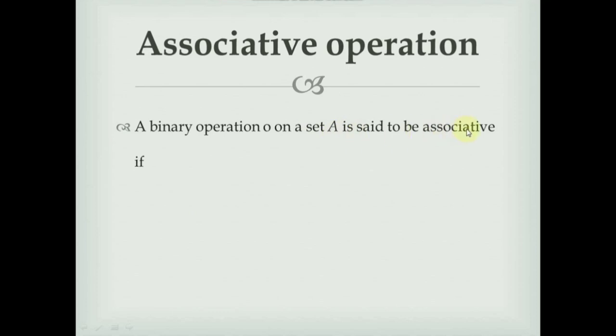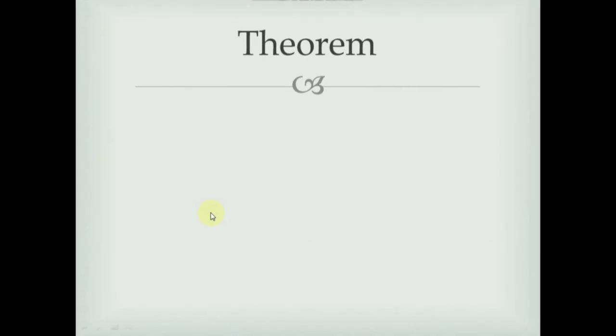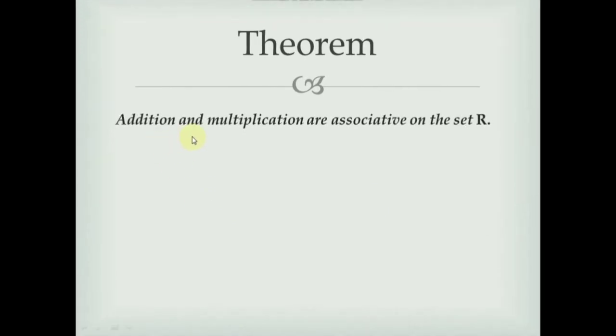A binary operation dot on set A is said to be associative if A dot (B dot C) is equal to (A dot B) dot C for all A, B, C belonging to A. That is, while applying an operation on three elements, if we change the position of brackets, that is the sequence of performance of the operation, and we still get the same output, then that operation is called an associative operation. Let us see one theorem.